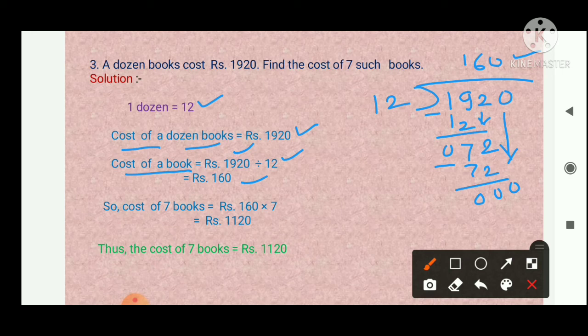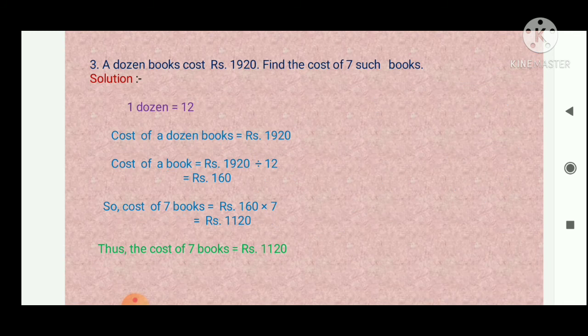But here we have to find out the cost of 7 books. So how to find it? By multiplying 160 by 7. So see here the multiplication, 160 we multiply by 7. 7 multiplied by 0, product we get 0. Then we multiply 6 by 7. 6 sevens are 42, 2 carry over 4. 7 ones are 7 plus 4 is 11. So we get the answer 1120 rupees. Thus the cost of 7 books is equal to 1120 rupees.